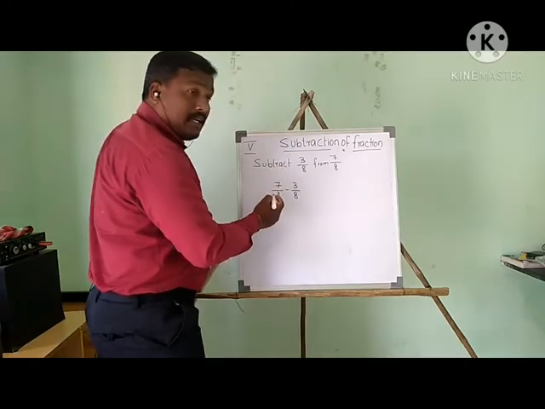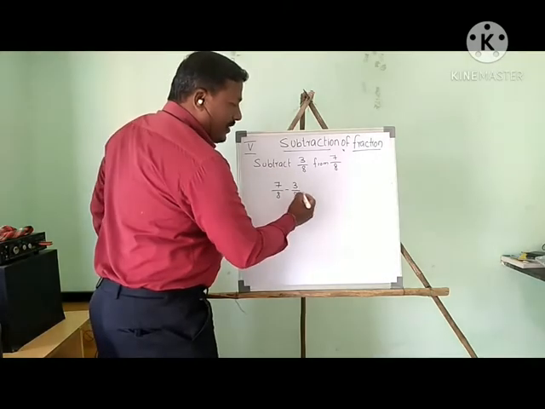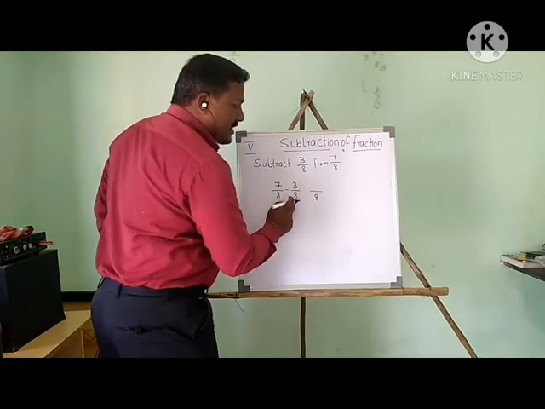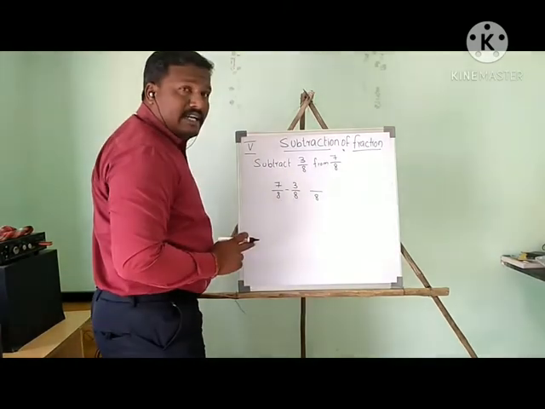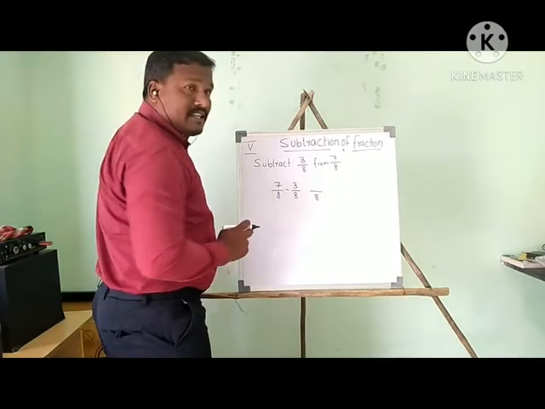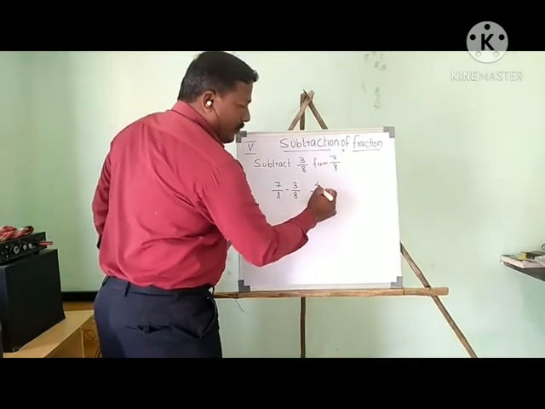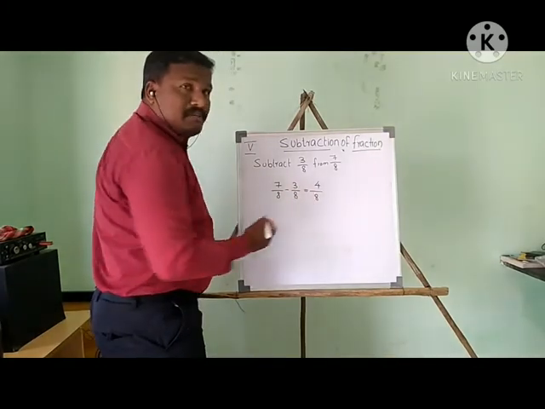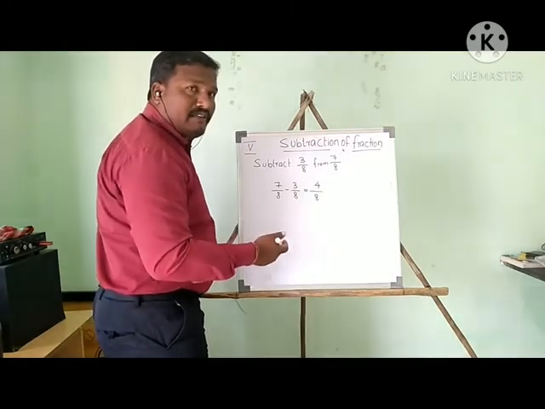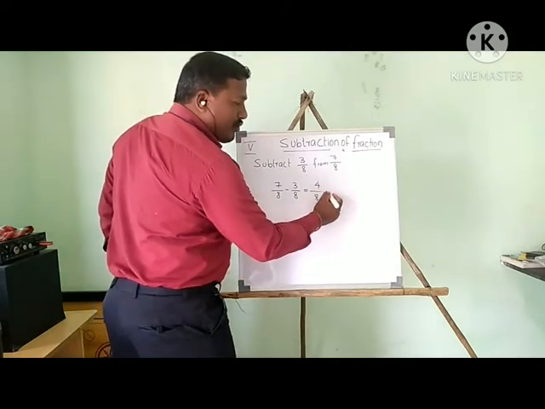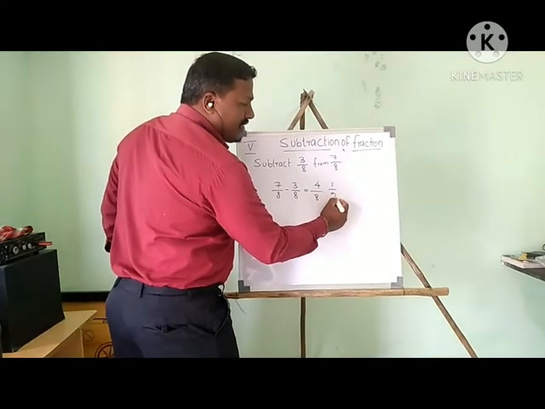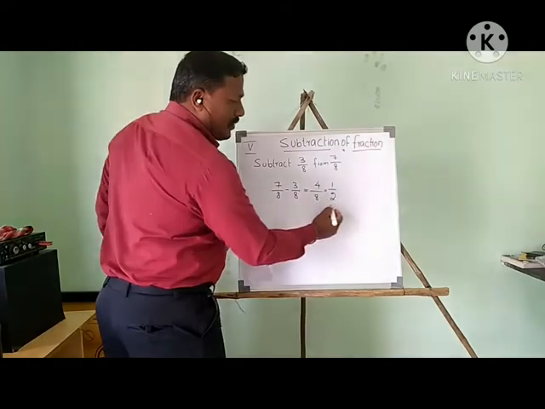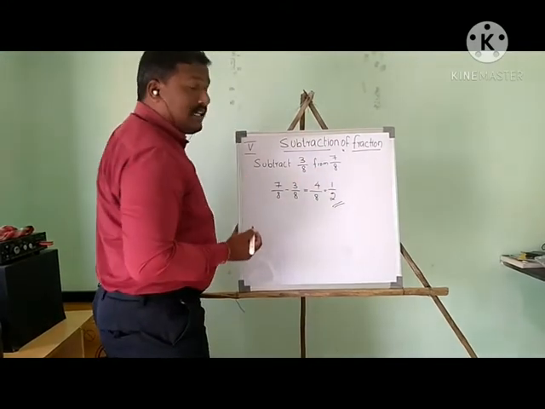So directly we can subtract. So 8 is common, so I will take 8 as it is. 7 minus 3 is 4. So this is the answer. We can simplify this more. 1 4 is 4, 2 4s are 8. So 1 by 2 is the answer.